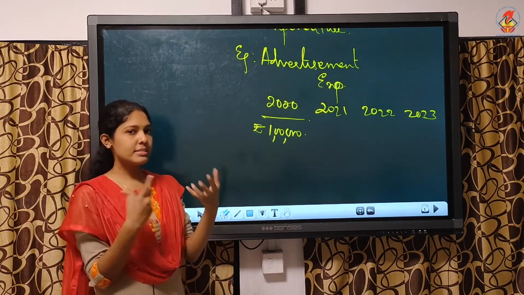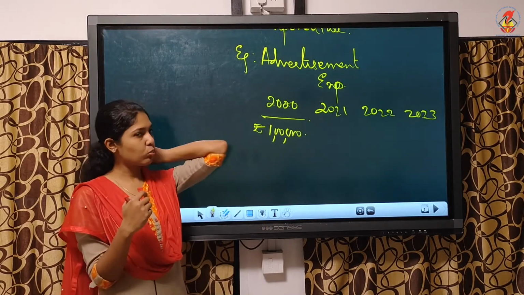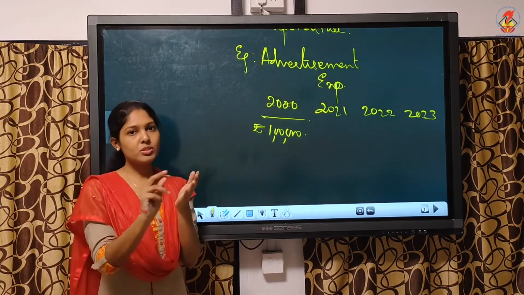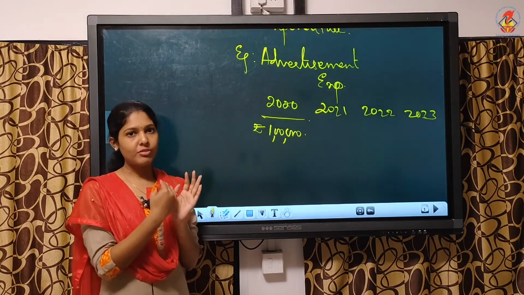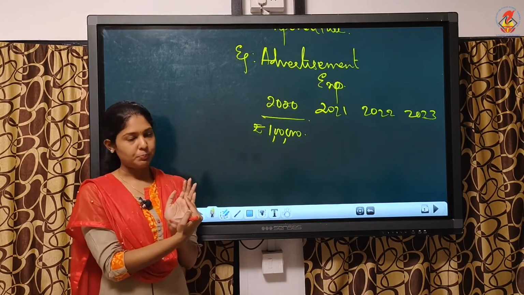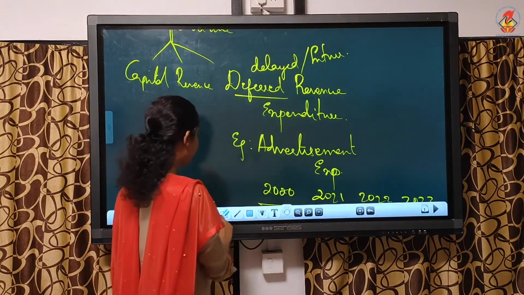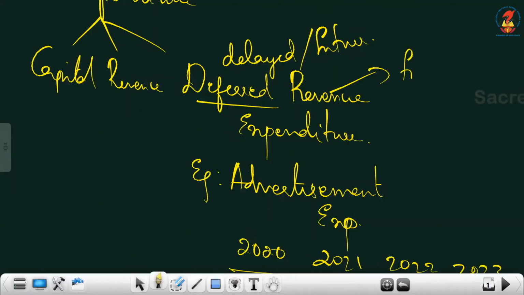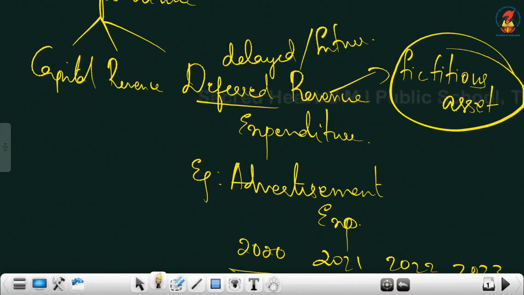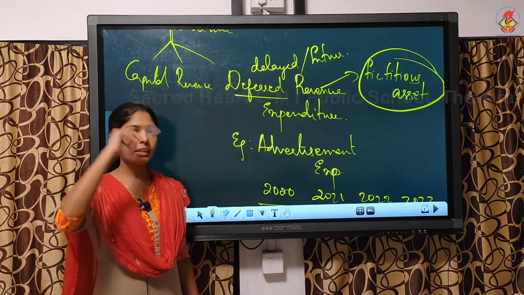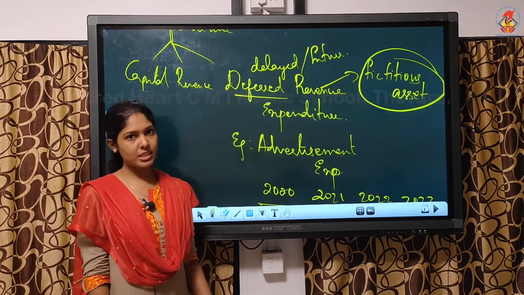Understood? You need not write it as delayed. I just gave you that word delayed for you to understand. You must write it as deferred itself. It's deferred revenue expenditure. And deferred revenue expenditure is an example of one term that we discussed in the beginning of this chapter, that is fictitious asset. You remember this term, fictitious asset, that came under classification of assets.